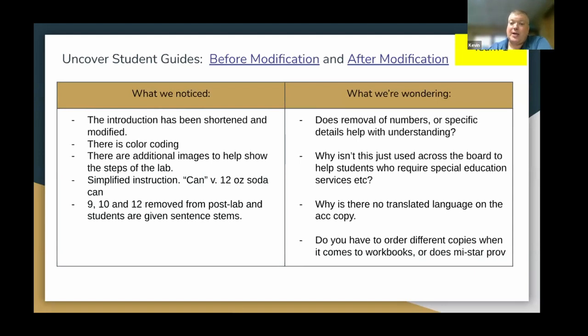Do you have to order different copies when it comes to workbooks, or does MyStar provide? I will be honest, I don't remember what MyStar has access to as far as these go. We did this at a school level, and I know that I shared them out to quite a few people, but I don't know that there is an official modification. If they wanted, I'm sure it wouldn't be any issue to provide it. But as far as the workbooks and things like that, I think digital is probably going to be your best bet. And I don't mind sharing if you need something specific.